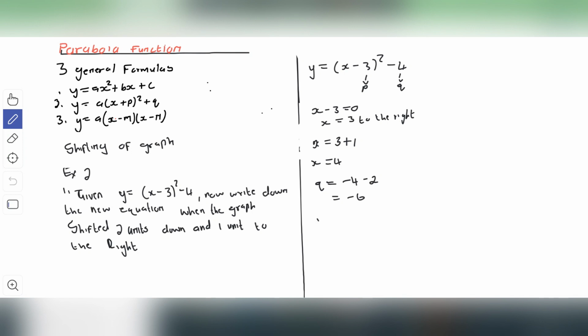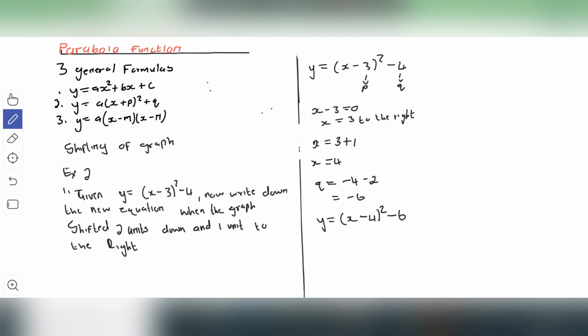Then we're going to write our new equation. Remember, our x is no longer 3. We said our x is 3, and here it was negative, meaning when you write it inside the brackets, it has to change the sign. So now it's going to be (x - 4)². Q, you take the way it is with its sign, which is negative 6. Then you are done writing the new equation.